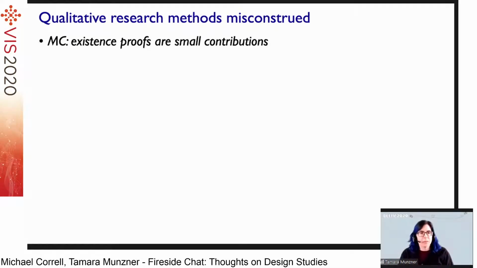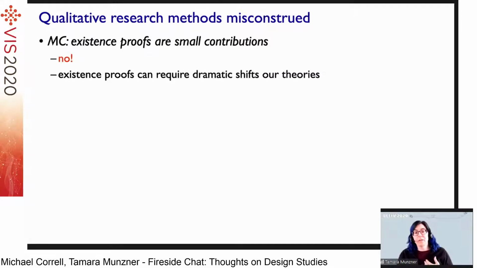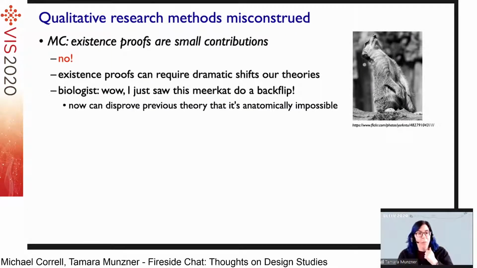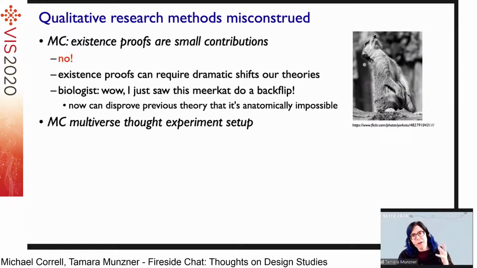So in general, I think there were a lot of places where there was this whole qual-quant issue. Michael argues existence proofs are small contributions. I don't think so. I think they can require dramatic theoretical shifts. Like, let's say you see a meerkat do a backflip. What if there was a previous theory that it was anatomically impossible, and now you have just disproved blah blah's theory about their anatomy? That's great. That could be big. I also have an issue with the setup for Michael's multiverse thought experiment, although I think thought experiments are good and multiverses are cool.